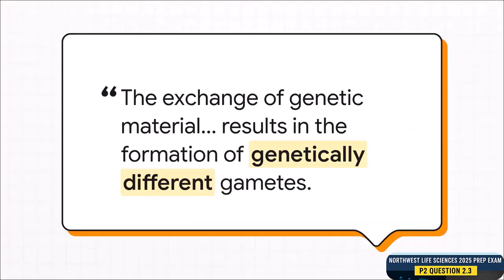So, what's the core idea the examiners are looking for? It's this. Crossing over is literally chromosomes swapping bits of their DNA. They're shuffling the genetic deck. And the result of that shuffle? You get gametes, sperm or egg cells, that are all genetically unique. And that simple fact is the launchpad for everything that follows.